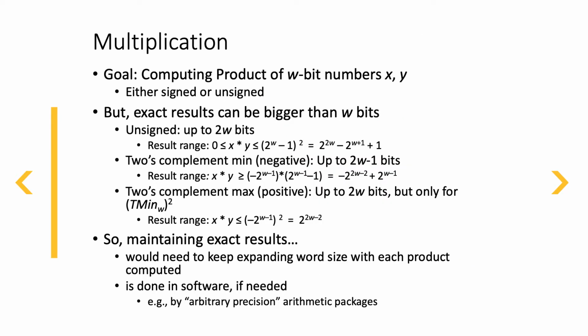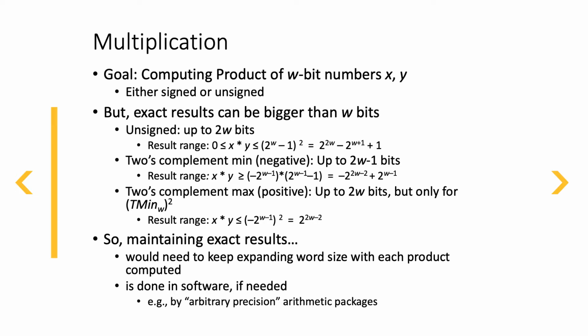Now, with multiplication, there are really no surprises. Our goal is to compute the product of 2 w-bit numbers, right? Whatever our word size is, we've got 2 numbers that are represented in our word size. We want to compute the product, and signed or unsigned, it doesn't really change that much. Now, the thing is, with multiplication, we can have way more than 1 carry bit, right? And actually, for both unsigned and 2's complement, we can end up with 2 times w bits. So if we're talking about a 4-bit word size, we could actually end up needing 8 bits to represent exact results.